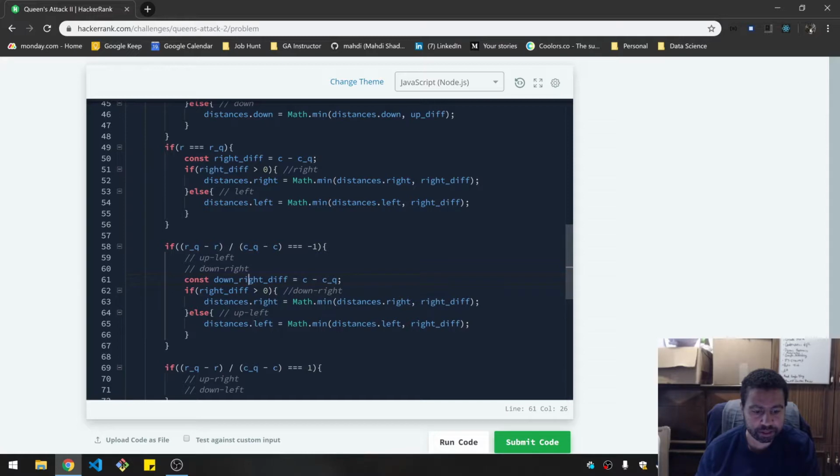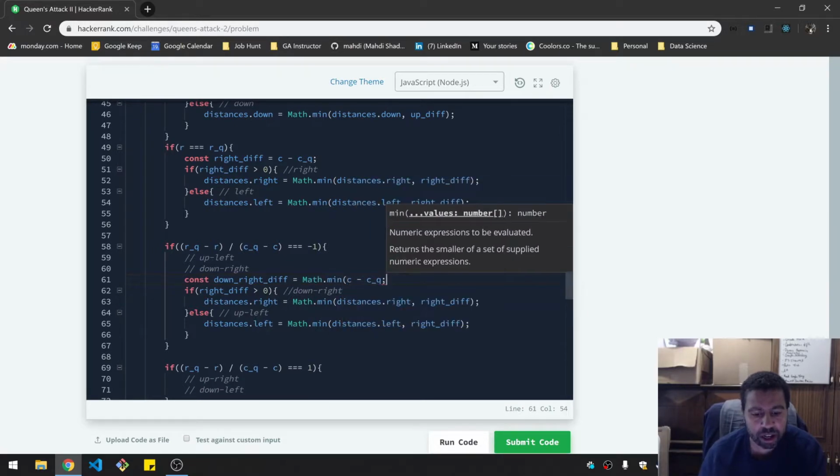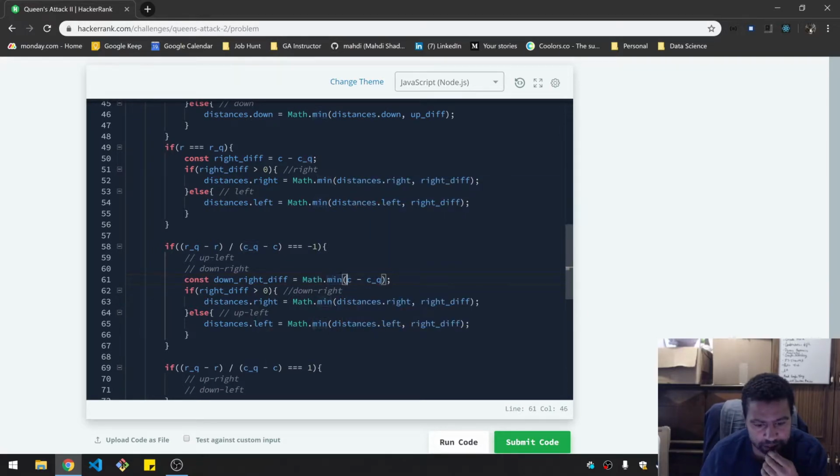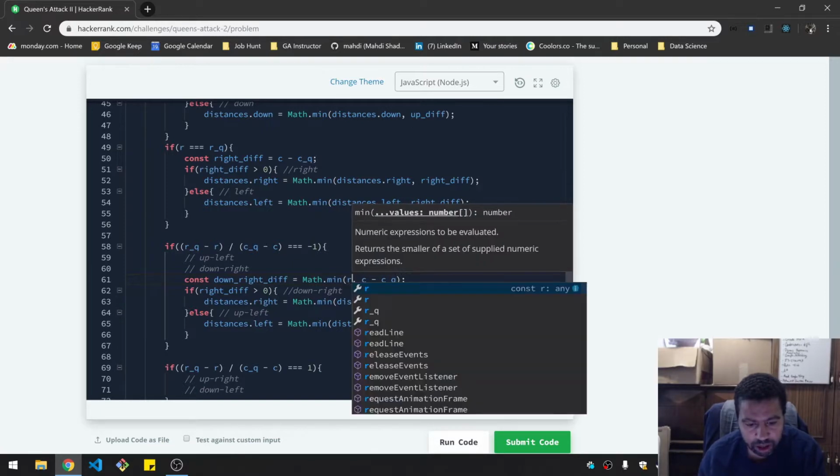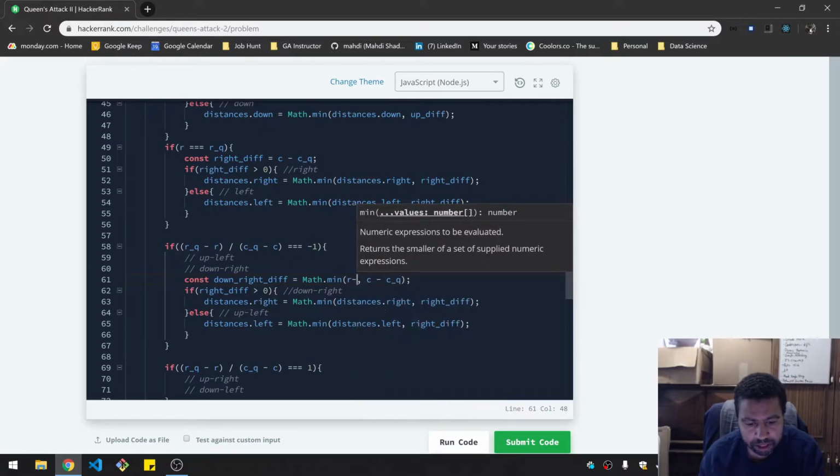So down right diff. I think, okay, down right difference is still going to be C minus CQ, right? Because if you're down right, that means you're more, well, you could also be greater left too. You need the biggest of the two. I need the smallest of the two. So math.min of C minus Q or R minus RQ.